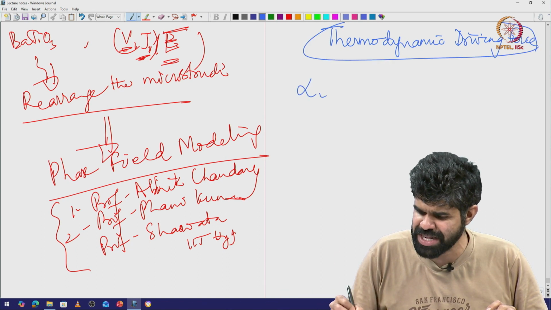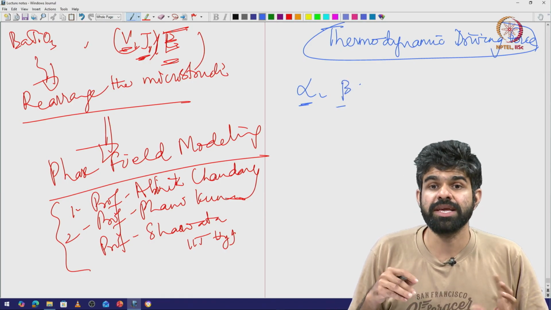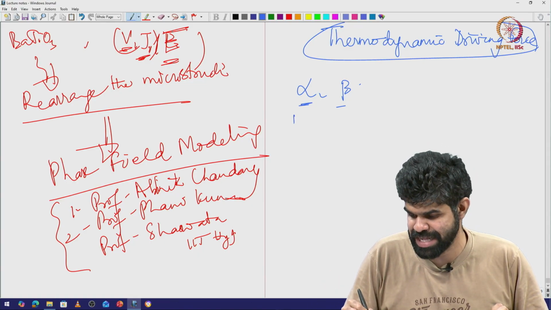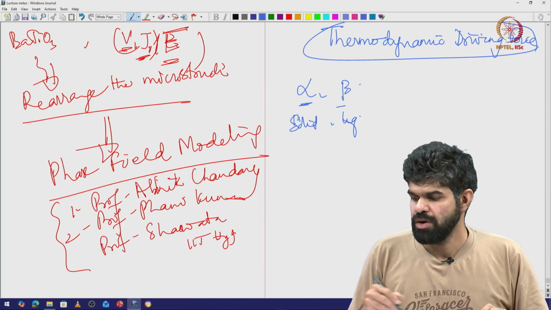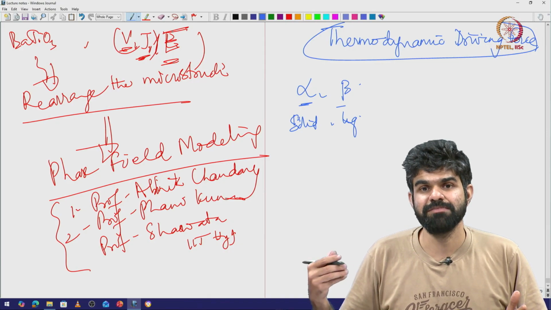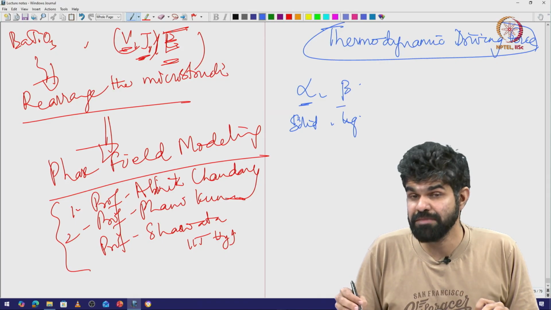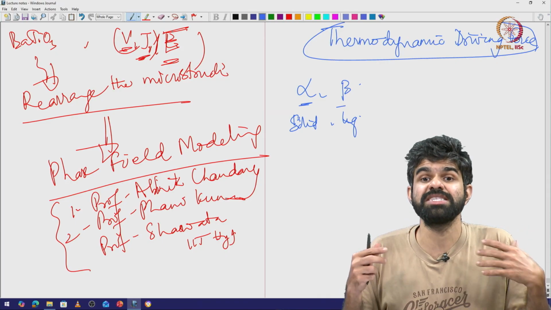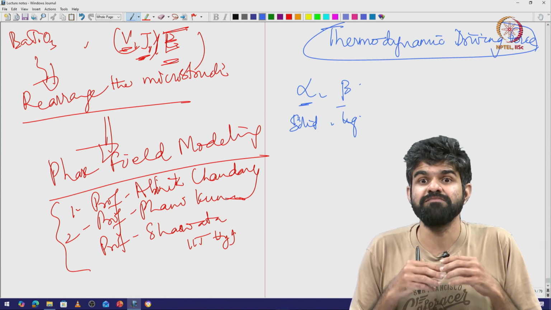Let us say I have two phases, alpha and beta. Phases I am going to represent with the Greek letters. So, for example, alpha can be the solid phase, ice, and beta can be the liquid phase. Or alpha can be liquid and beta can be gas. It does not matter which phases; alpha can be a BCC crystallographic structure and beta an FCC structure. So, phases are different from just the components.